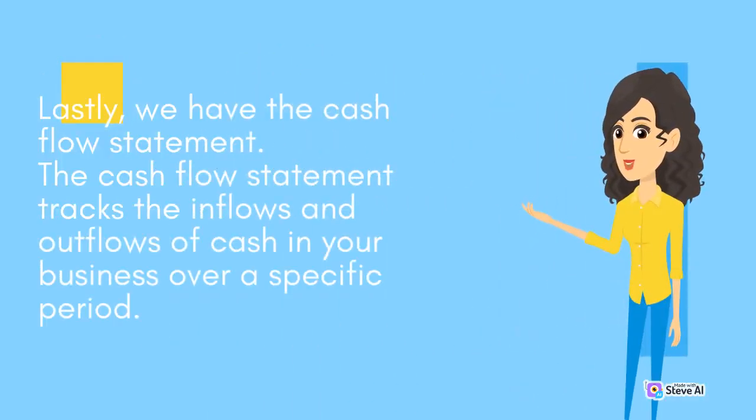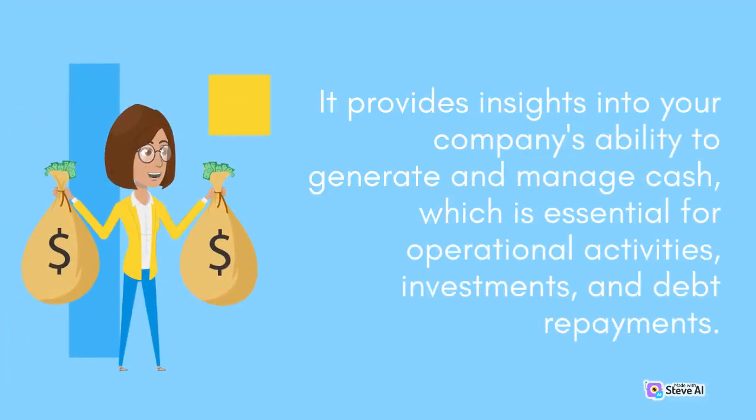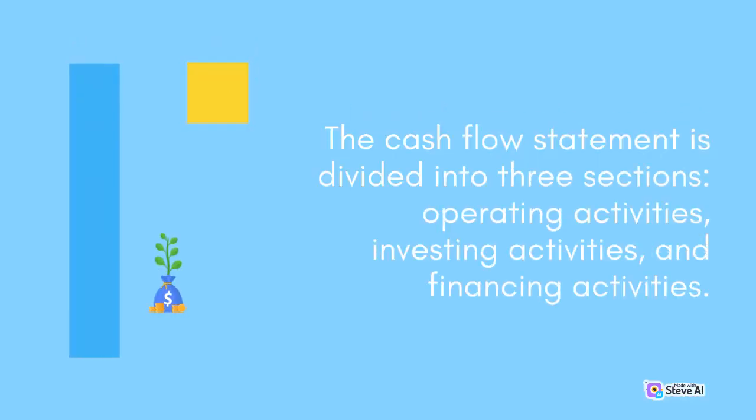Lastly, we have the cash flow statement. The cash flow statement tracks the inflows and outflows of cash in your business over a specific period. It provides insights into your company's ability to generate and manage cash, which is essential for operational activities, investments, and debt repayments. The cash flow statement is divided into three sections: operating activities, investing activities, and financing activities.